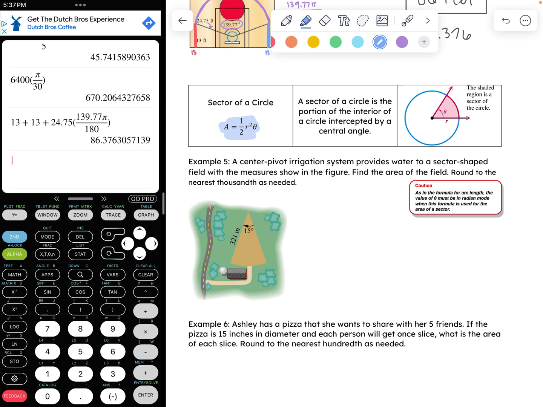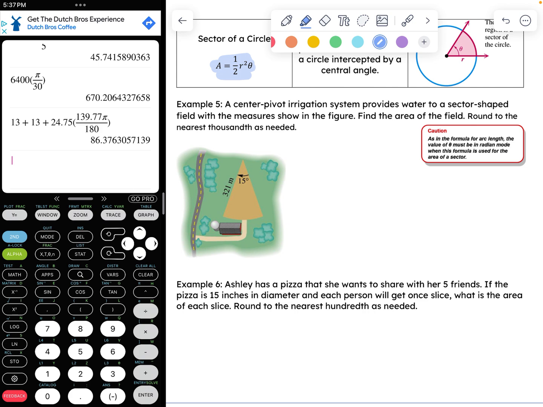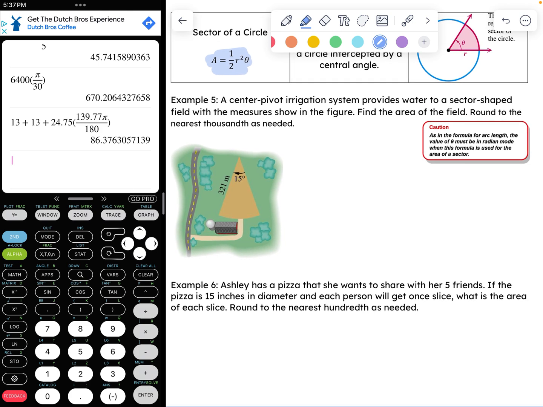We got two problems we're going to do here. So it says a center pivot irrigation system provides water to a sector-shaped field with the measure shown in the figure. Find the area of the field and round it to the nearest thousandth as needed. So it's this kind of triangle shape here. Ooh, and this triangle-ish shape, but the bottom's curved, so that's why we're using a sector instead of just a triangle.